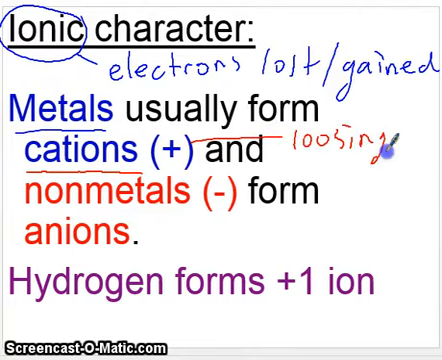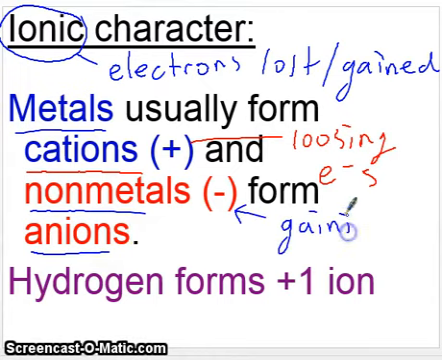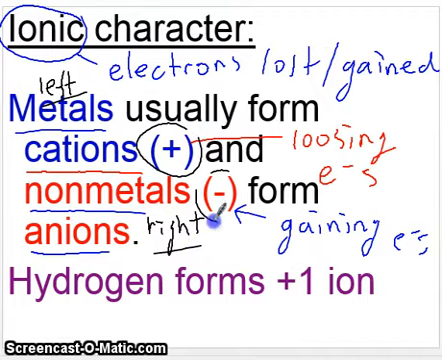This is because electrons are negative, and if you remove a negative from an atom, the positive nucleus is brought out. The nonmetals form negative ions, or anions, and this is done by gaining electrons. So remember, the metals are on the left side of the periodic table, the nonmetals are on the right side. And so on the left side you form positive ions, on the right side you form negative ions.